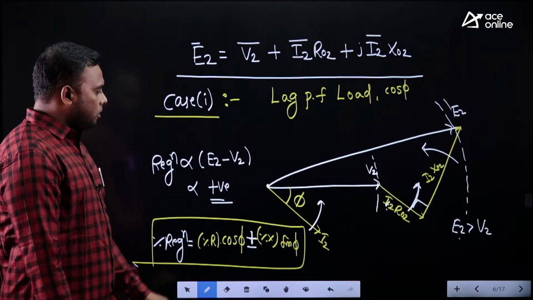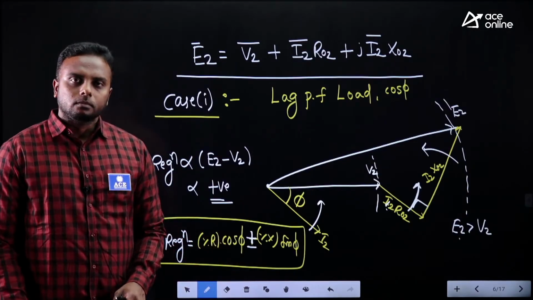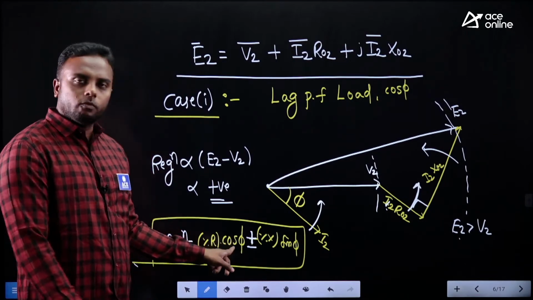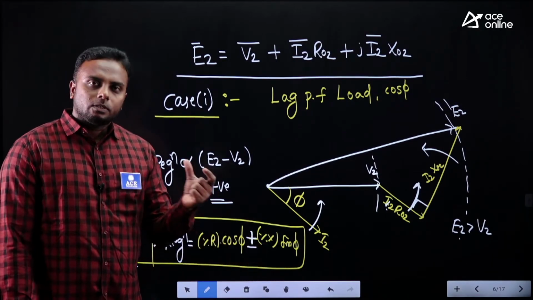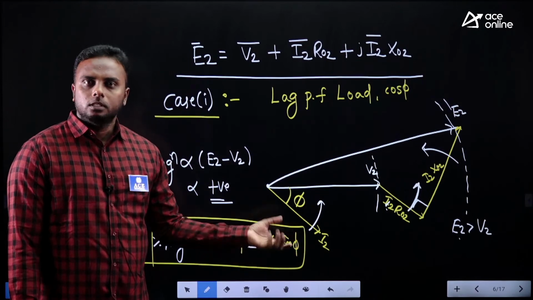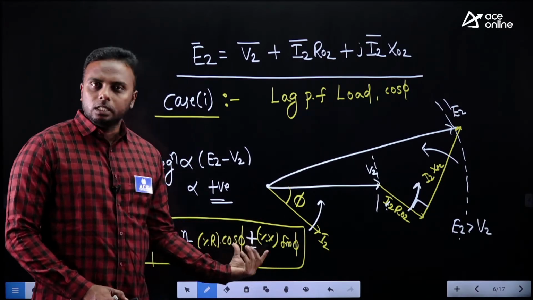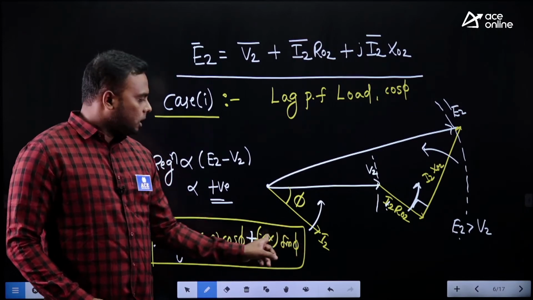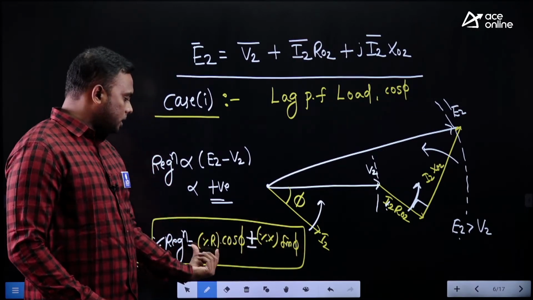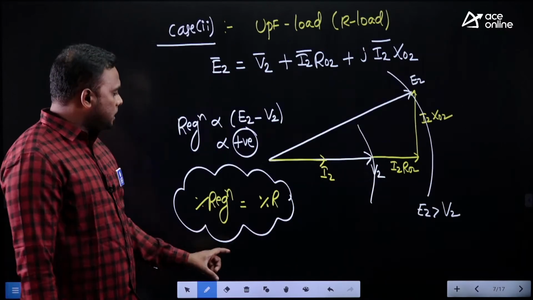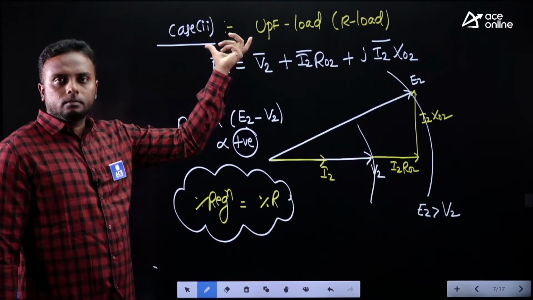Why is it so? Check the same previous equation. UPF means cos phi equals 1. Whenever cos phi is 1, what is sin phi? It is 0, because phi equals 0. Cos phi equal to 1 means phi is 0 degrees. Sin 0 is 0, so this term is totally 0 and only percentage R is left. So this is the equation for the UPF case.